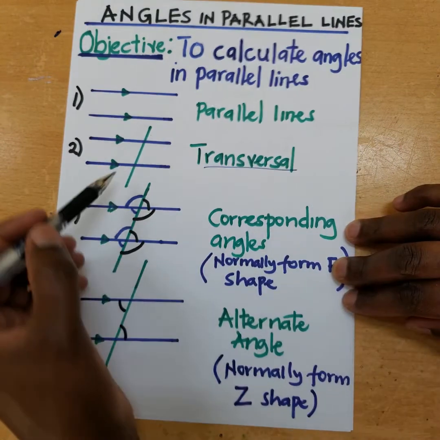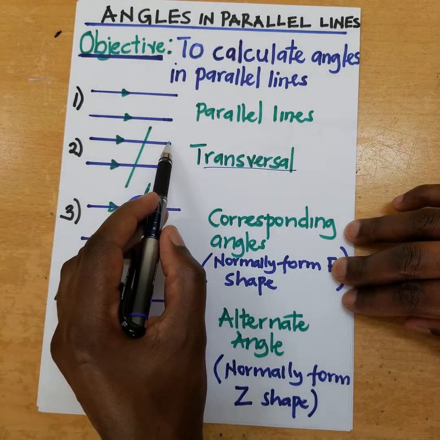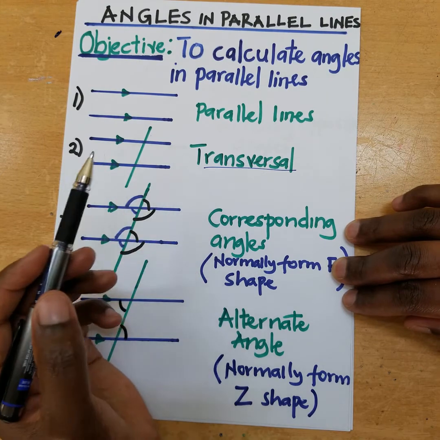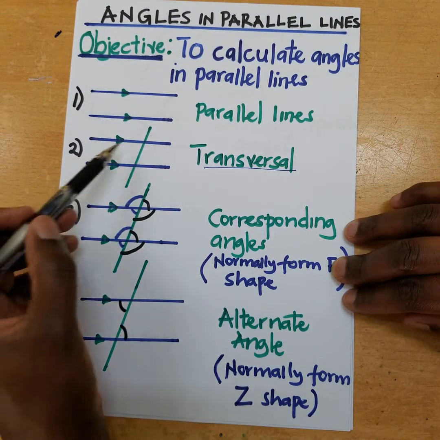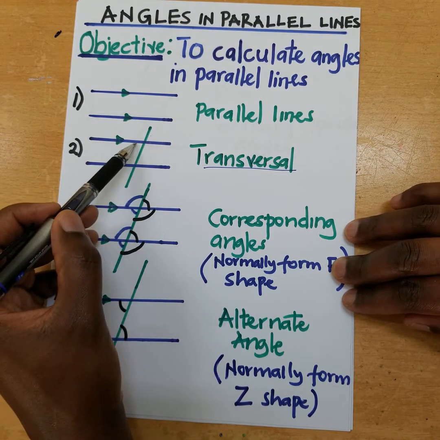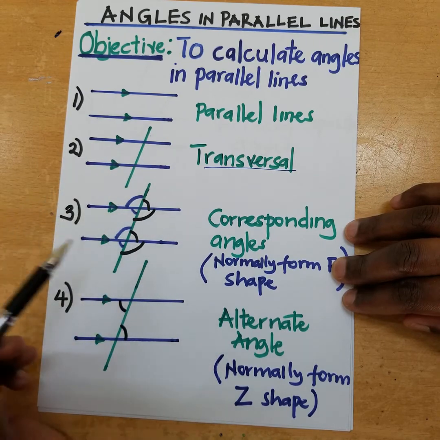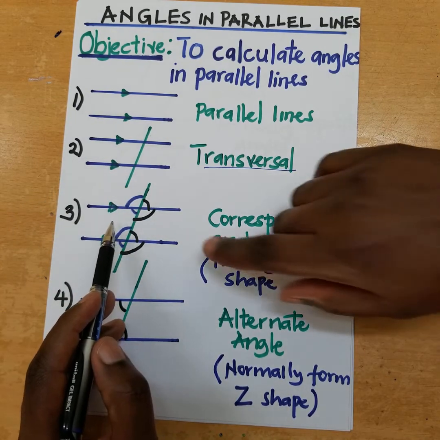When this line goes through two parallel lines, so many angles are formed. As you can see, there's an angle here, there's an angle here, there's an angle here. So many angles are formed. So let's look at three.